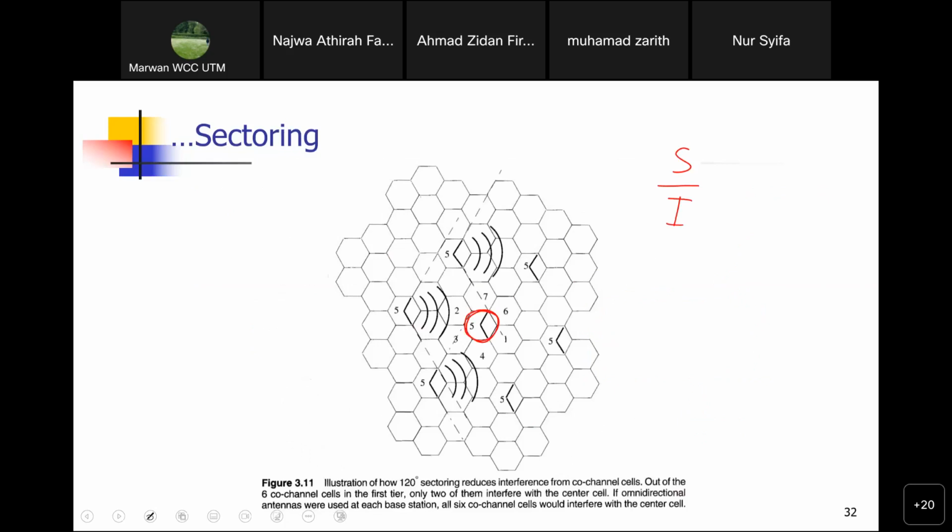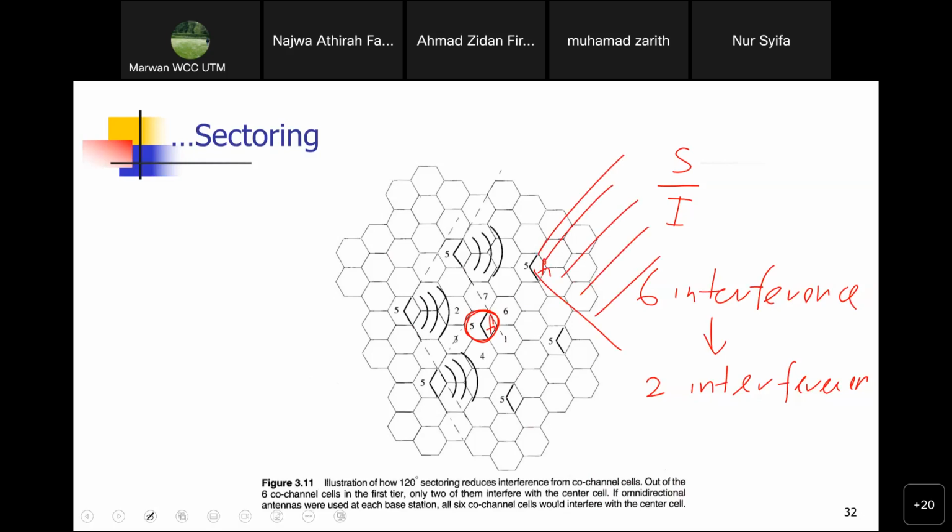Initially, if every tower transmits 360 degrees, we will receive 6 interferers. But if it is sectored, instead of having 6 interferers, it will reduce to only 2. Why? Because in this sector you're using the same frequency, F1. This is also F1, but this F1 is transmitting this way.